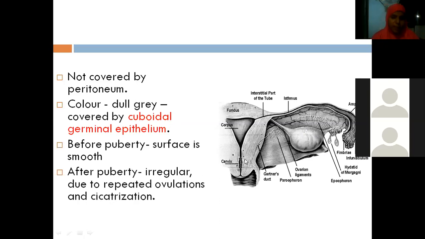After puberty, it becomes irregular because every month the surface of the ovary ruptures to let the ovum release into the peritoneal cavity. That's the reason it becomes irregular, due to repeated ovulation. That is cicatrization, the formation of a hole, and then the ovum comes out.